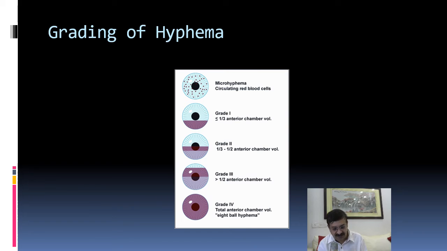and under slit lamp illumination you might be able to see what is known as cells. Grade 1 hyphema is less than 1/3 of the anterior chamber volume. Grade 2 is between 1/3 and half of the anterior chamber volume, and grade 3 is more than half of the anterior chamber volume. Grade 4 is a total anterior chamber 8-ball hyphema. What is this 8-ball hyphema? 8-ball is basically the black ball in the game of billiards. The eye resembles a shiny black ball, especially the anterior chamber, and hence it is known as the 8-ball or the grade 4 hyphema.